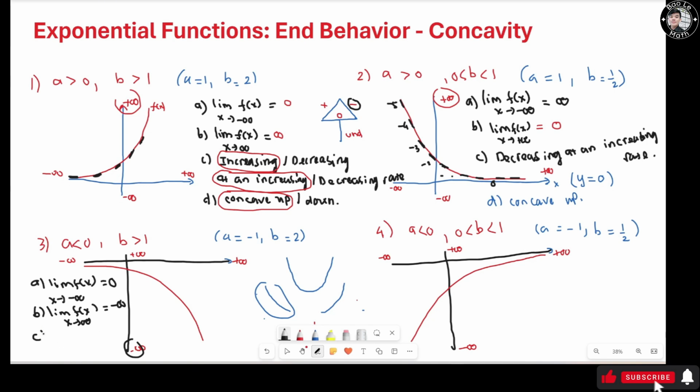Now, see, the function is decreasing, because when we draw a tangent line, we see that the tangent lines go in this way, which is this one right here. The tangent lines go in this way, so this is decreasing.